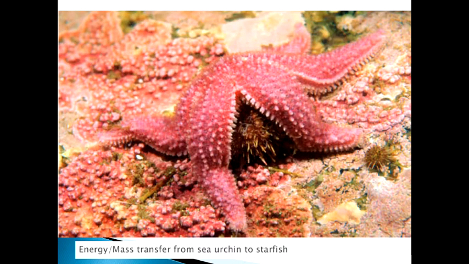Here's another example. These are two different echinoderms. Echinoderms, the phylum Echinodermata, comes from the words echinos, derma, which literally translates from Greek as spiny skin. You can see they both have spiny skins. And what you're looking at here is a predator starfish about to eat his prey, the sea urchin.